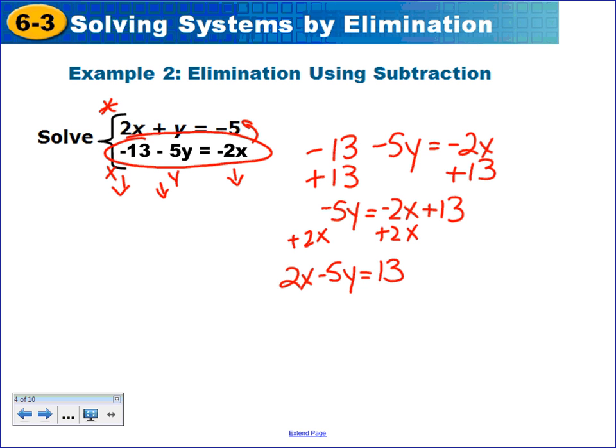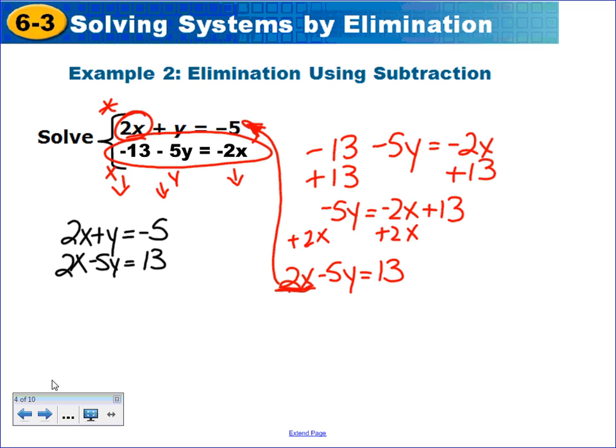I wrote 2x first because in my original equation, the one on top of here, I want to line up with it, and since all of its x's are at the beginning, I wanted my x's down here to be at the beginning. Okay. All right, so now I'm going to solve by elimination. 2x plus y is equal to negative 5. 2x minus 5y equals 13.